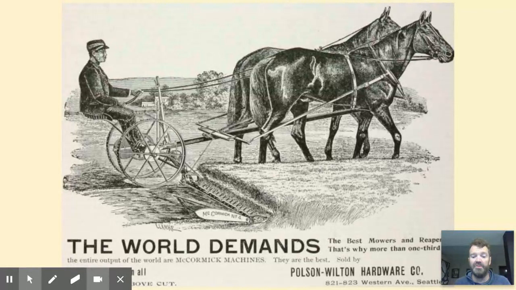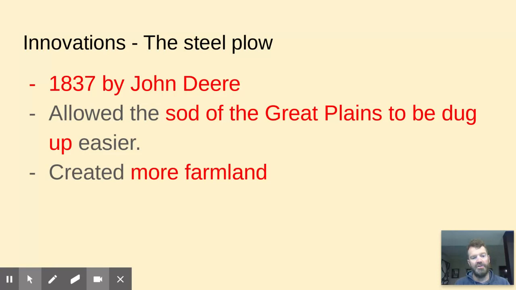All right. So other innovations, the steel plow by John Deere. Okay. And that's the same John Deere. When you see the John Deere riding mower, right? That's the same company. Okay, it allowed the sod of the Great Plains to be dug up easier. Without a steel plow, if you had to use a wooden plow, and a plow literally comes to a point in the front. So like you put it in the front of your tractor, or you drag it behind and it digs up the soil for you, and then you can plant the seeds in there. Okay. If you don't have that plow, man, you're doing it by hand.